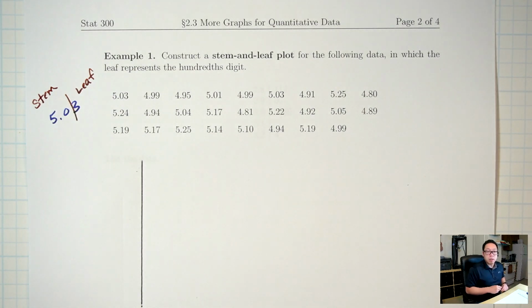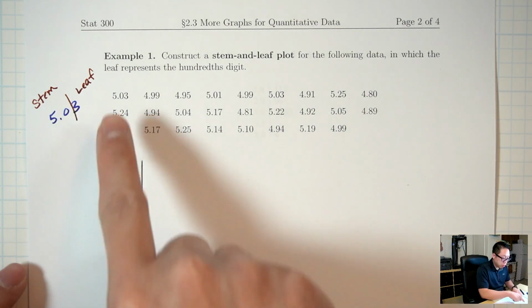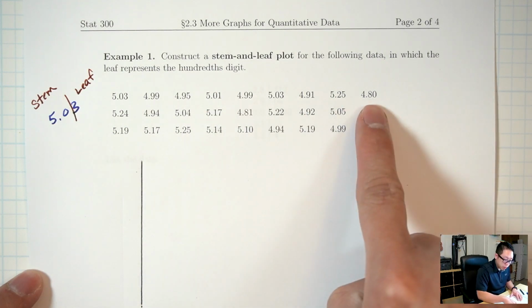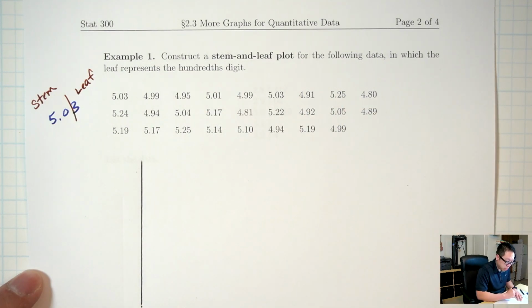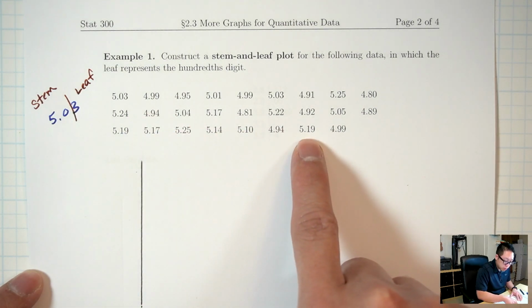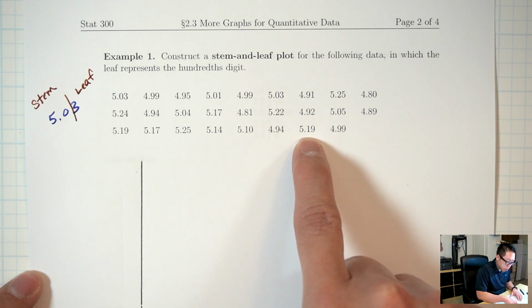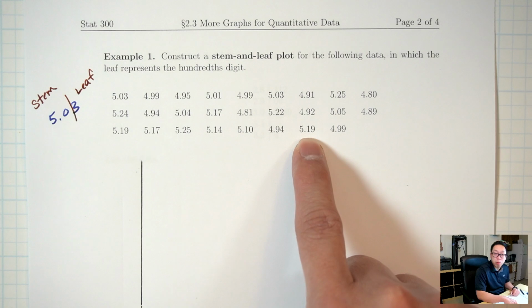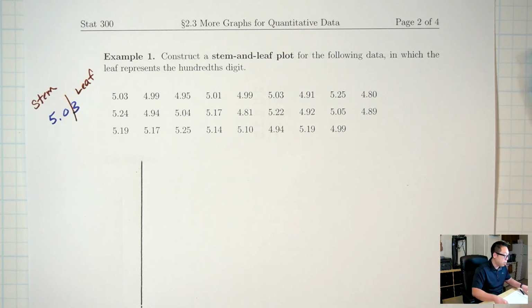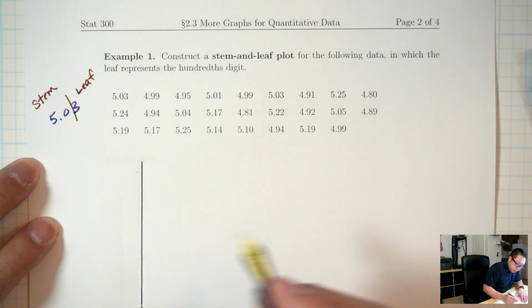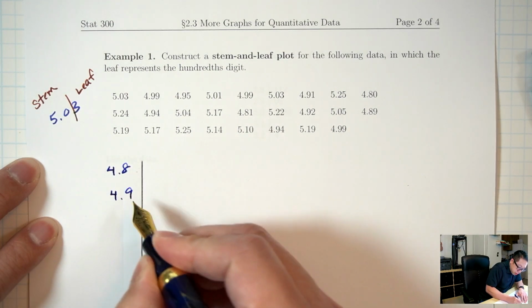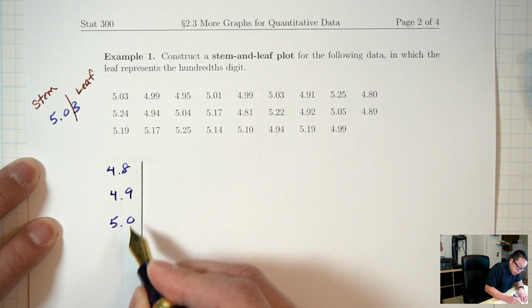So looking at my data, what are all the possible stems? So 5.0, 4.9, 4.9, 5.0, 4.9. I got 4.8. What else? Looks like it goes up to 5.1. So I think we're going to start with 4.8 and go all the way up to 5.1. Okay, so for my stems, 4.8, 4.9, 5.0, 5.1.